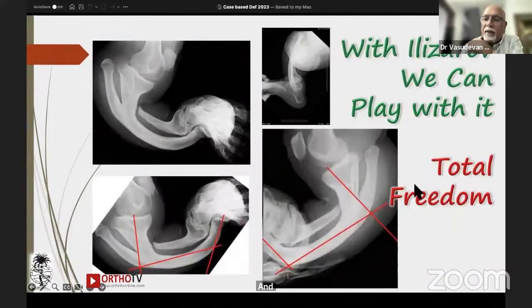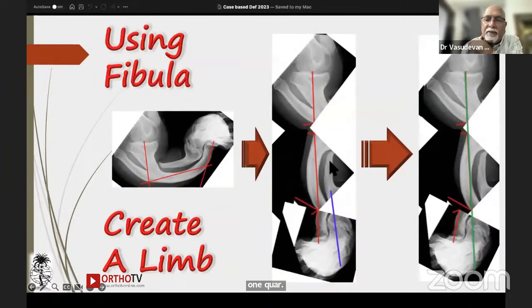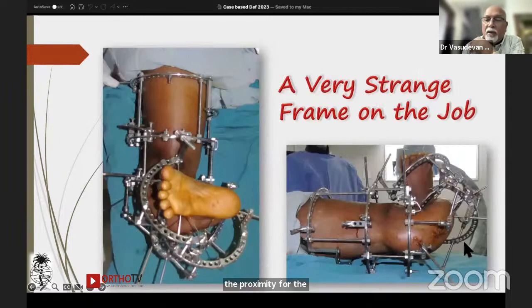So with Ilizarov, we can play with it. We have total freedom. So I planned it like this. Proximal axis. Then I came to the fibula. One CORA there. Another CORA here. So I tried to correct it like this. From where the tibia starts, here it goes to the fibula and the fibular deformity correction. At the end of the deformity correction, I translated the distal tibia after one osteotomy there to the proximal tibia for the fibula. Yeah, this was the frame, a very strange frame on the job.